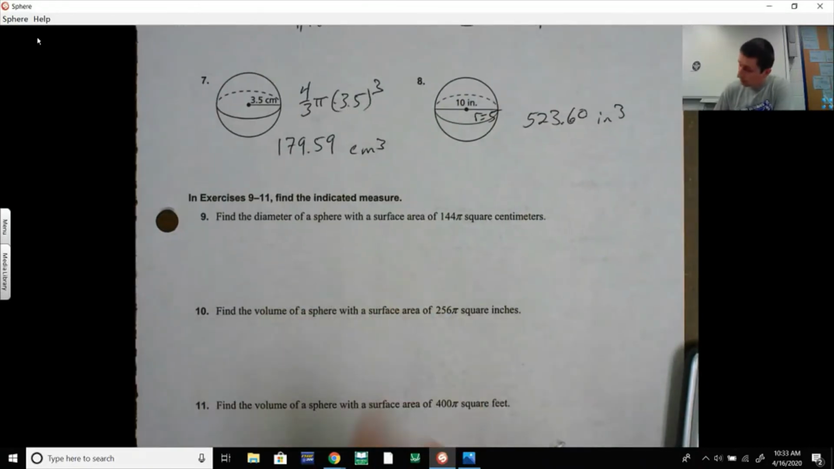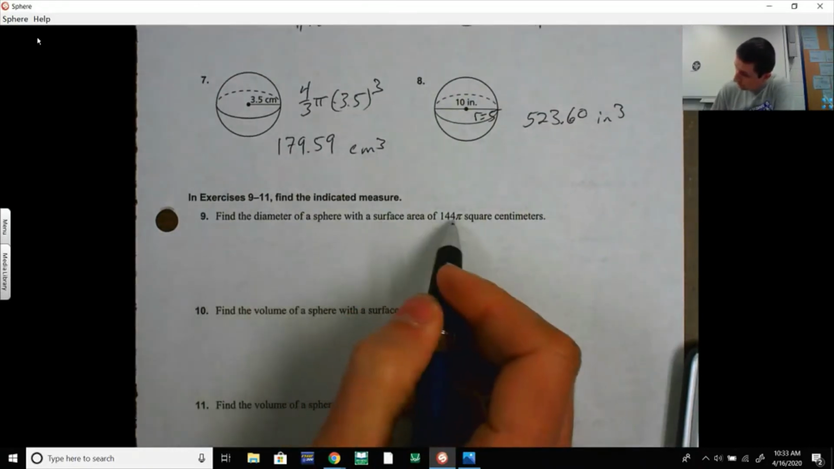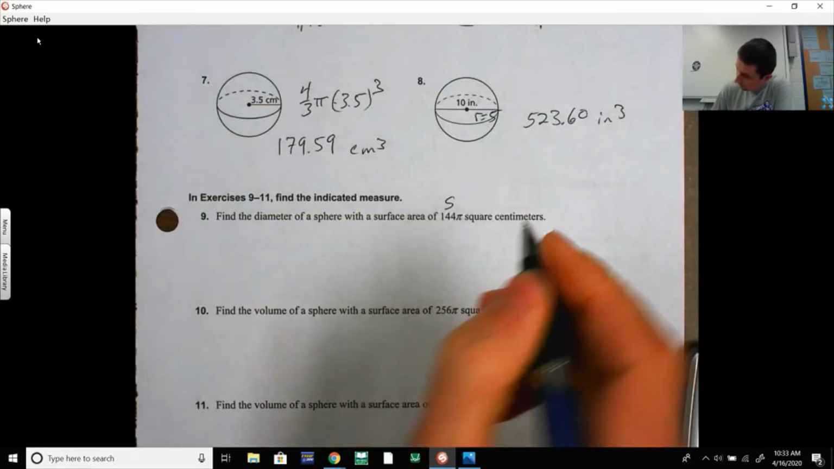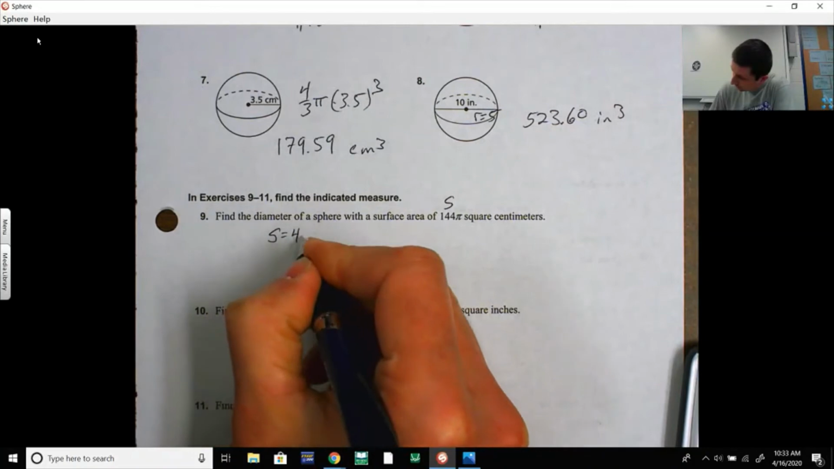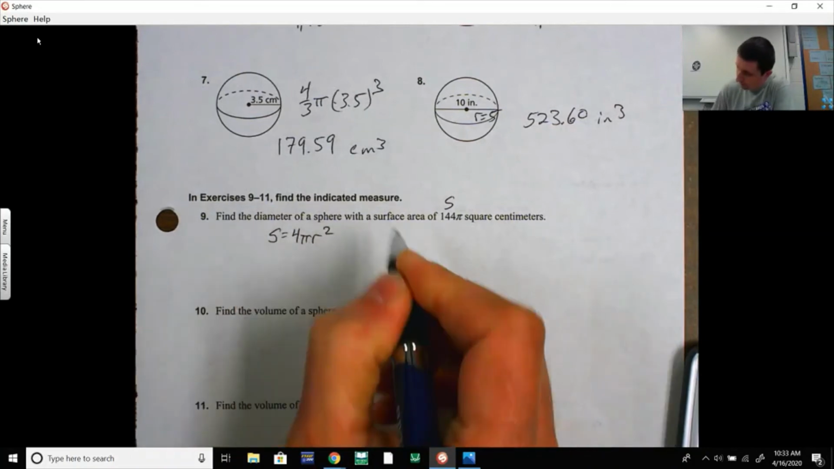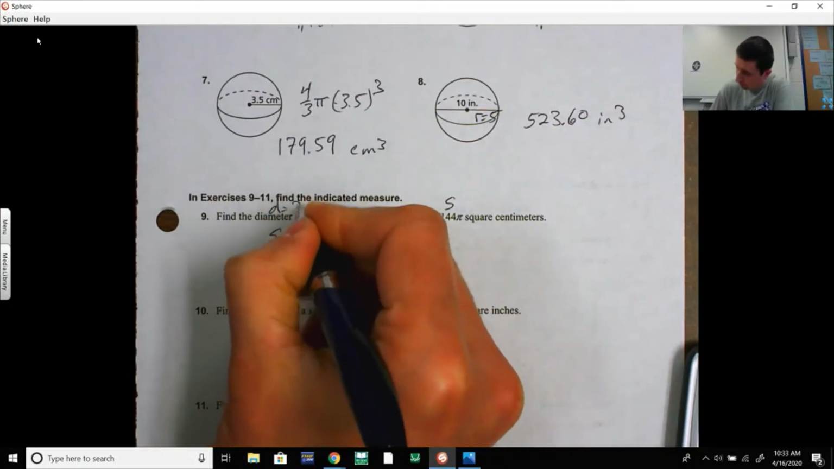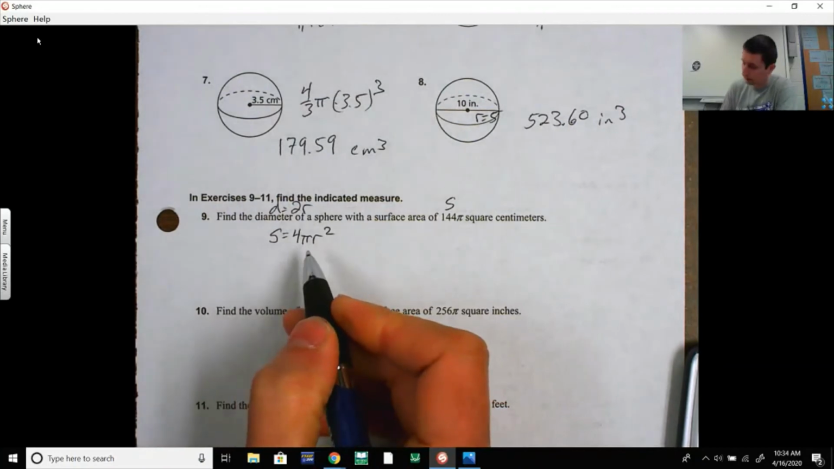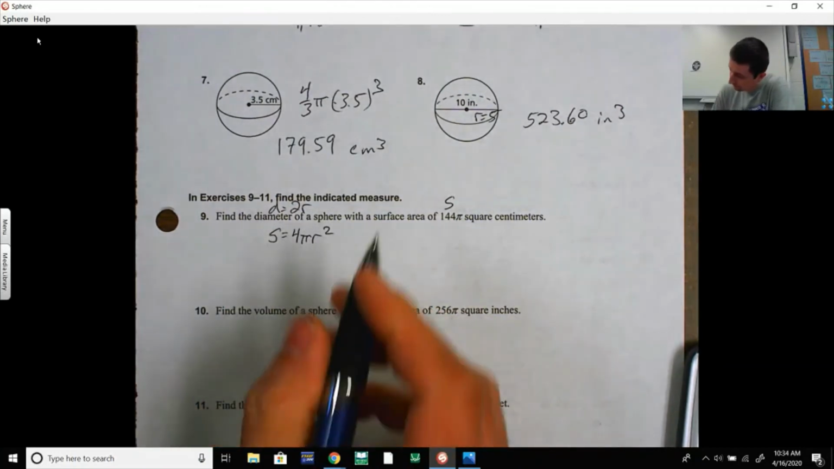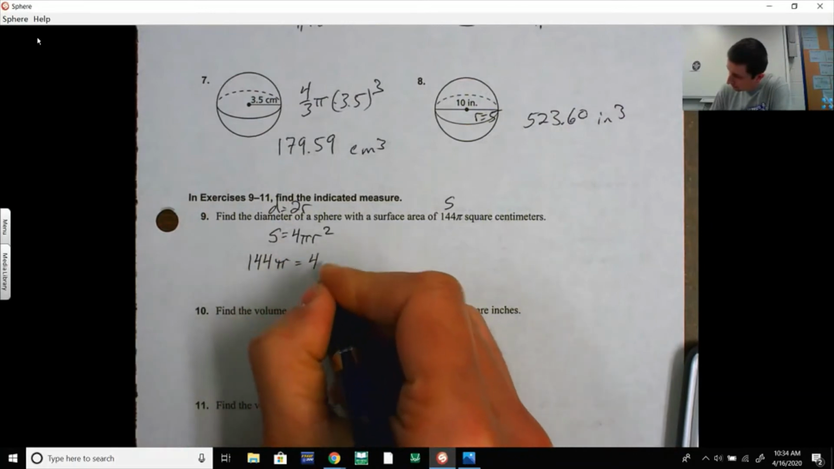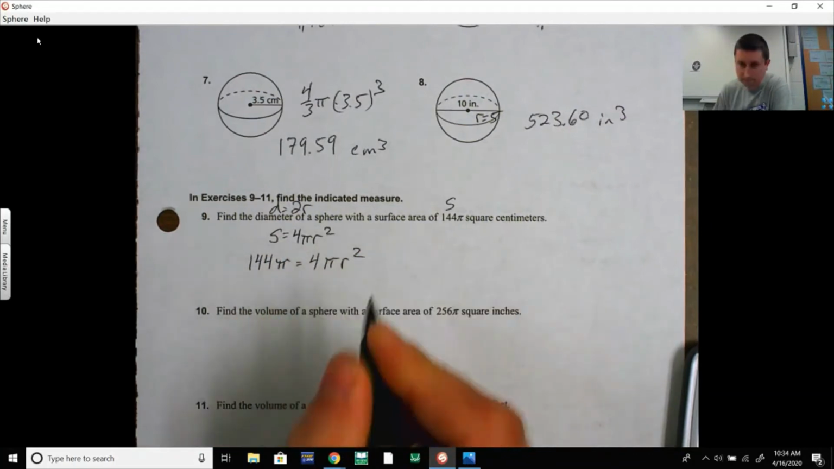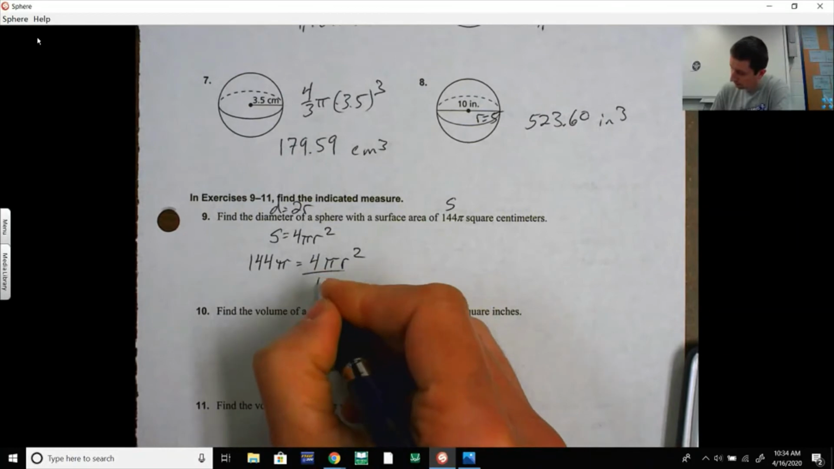Find the diameter of a sphere with a surface area of 144. So this is my S. So I know surface area of a sphere is 4 pi r squared. They want the diameter. Diameter equals 2 times r. So if I can find the radius, I can take it times 2 and find the diameter. So 144 pi equals 4 pi r squared. So let's divide by the 4 pi.